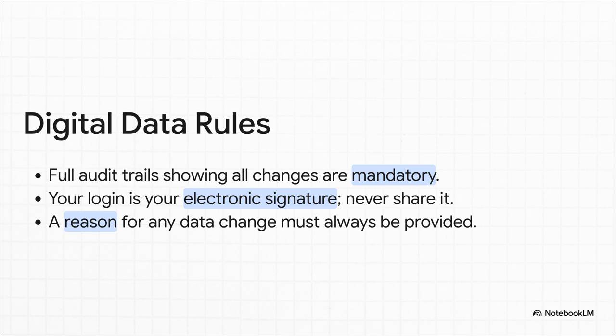There are 3 big rules here. 1. The system has to have a full audit trail. It has to track every single change: who, what, when, and why. 2. Your login is your signature. Don't ever share it. It's legally tied to you. And 3. Just like on paper, if you change any data, you absolutely must provide a reason why.